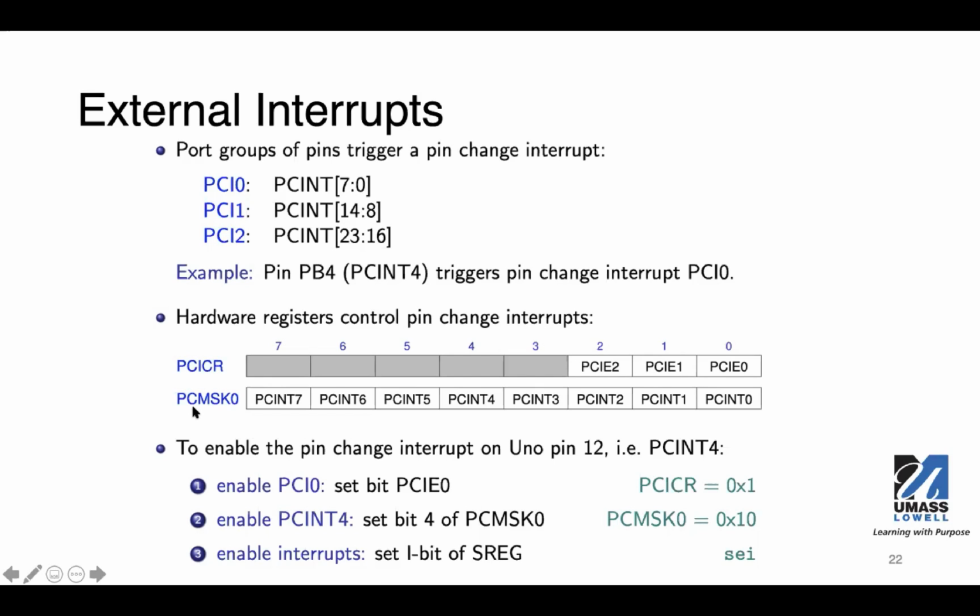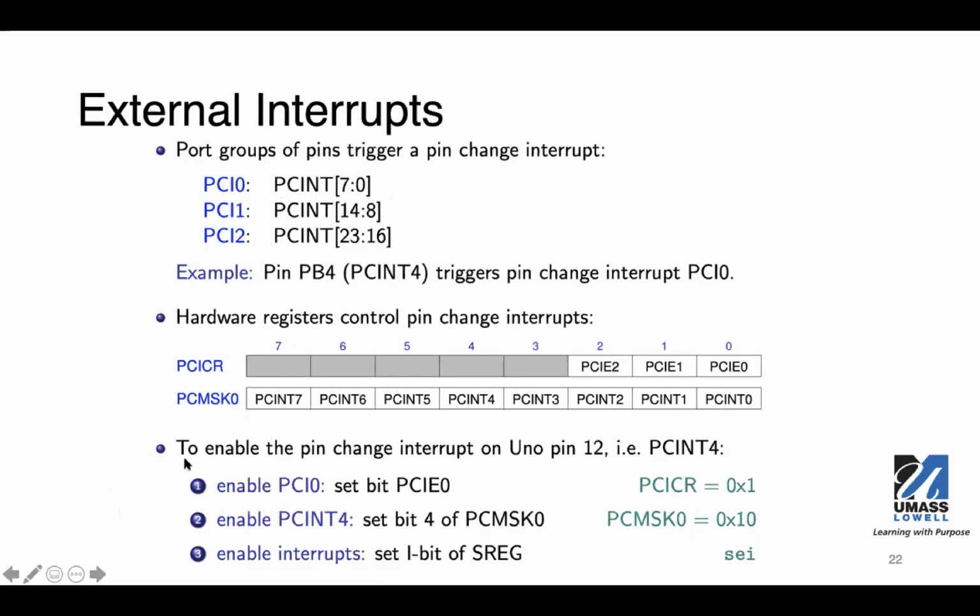The other control register is the mask. In this example, pin change mask 0 is to mask out any of these 8 bits in this first group. You can see that's PCINT 0, 1 up to 7. So that corresponds to all these 8 pins here.